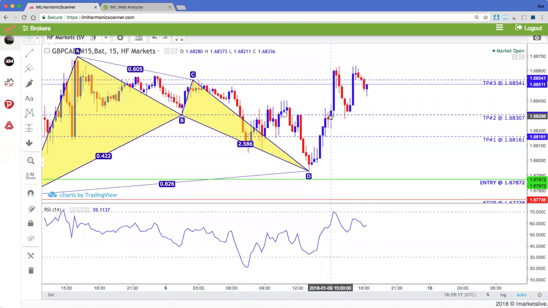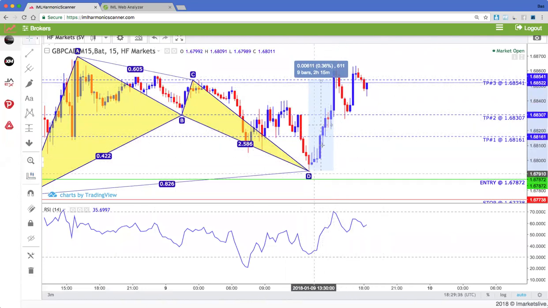Take profit 1, 2, and then 3, basically in just 2 hours from start. This was like the first hour, and in the second hour, 1 hour 30 minutes, basically you already hit take profit 2, and take profit 3 was hit after 2 hours. So this is a beautiful trade.